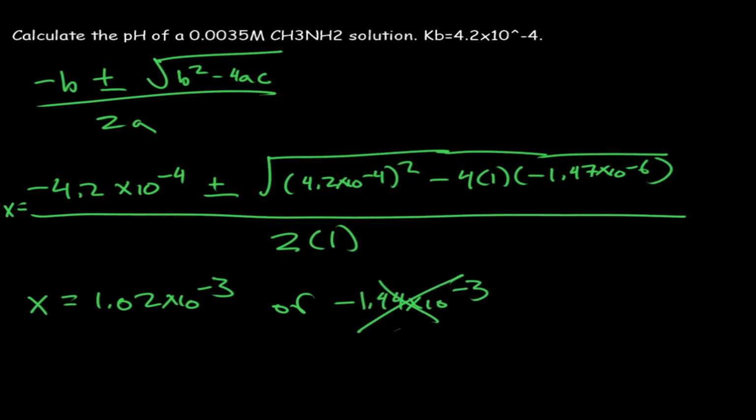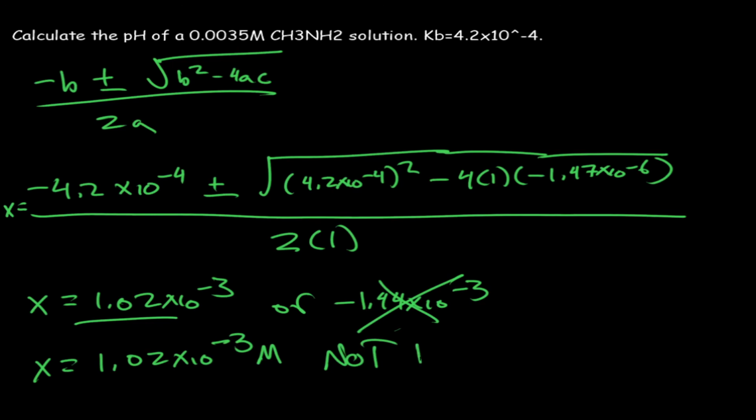We ignore the negative value. It's not possible to get a negative x concentration, so we'll be just using the positive value. Okay, so we know that our x value is going to equal 1.02 times 10 to the negative 3, but this is not the H plus concentration, right? This is the OH concentration. So if we do the negative log of our x value, we're going to be getting our pOH.